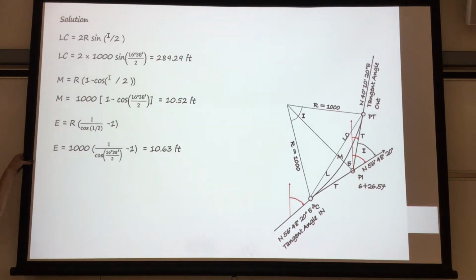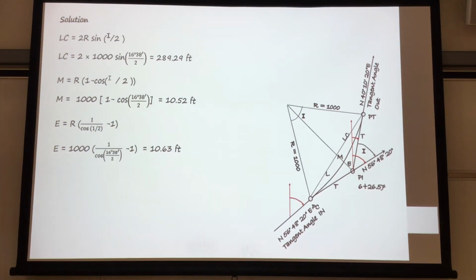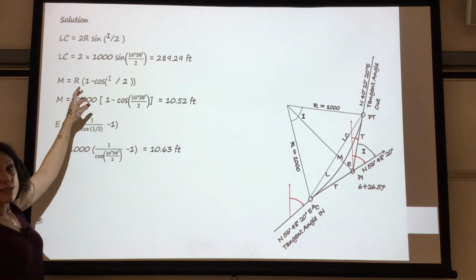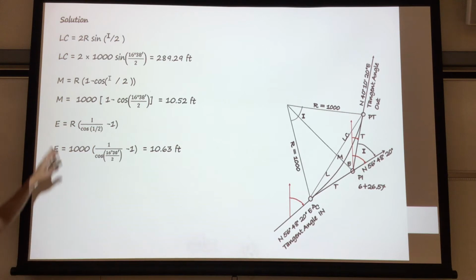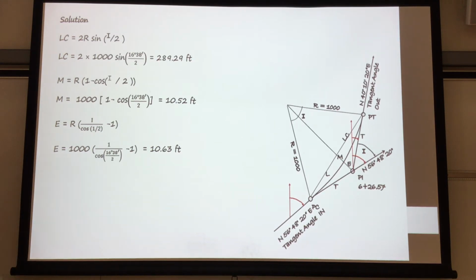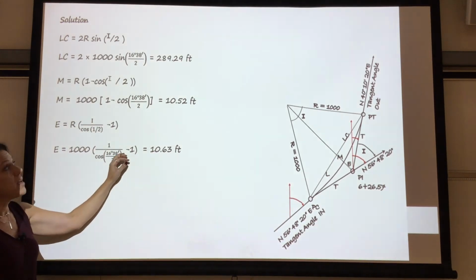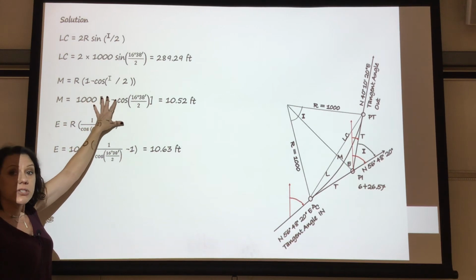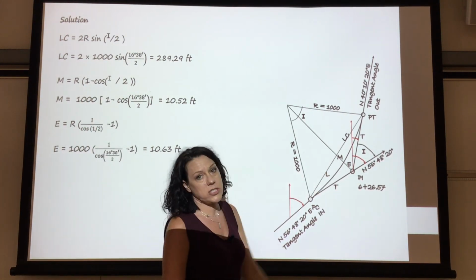Now, here's the equations for my long chord, my middle ordinate, and my external distance. All I need is my radius and my intersection angle divided by 2. The long chord is 2 times radius sine of I over 2. The middle ordinate is r times 1 minus cosine I over 2. And E is radius times 1 over cosine I over 2 minus 1. Okay? So just plug these in, make sure you've got the concept. Understanding where these values come from and what they're actually describing.